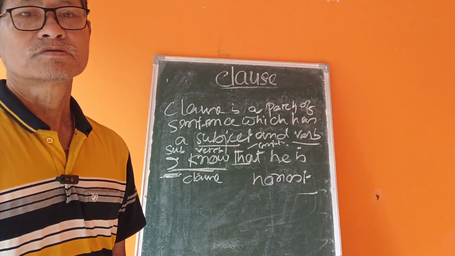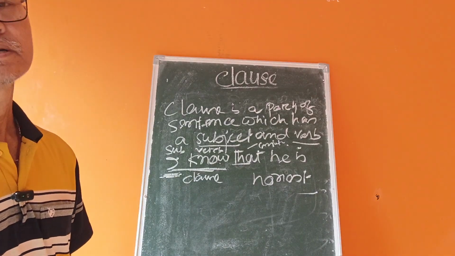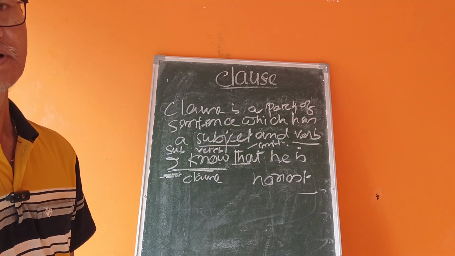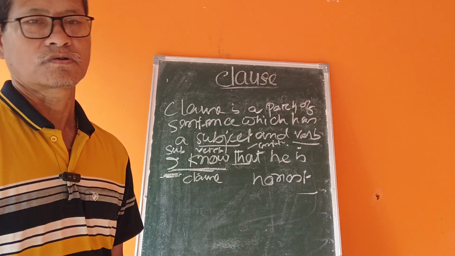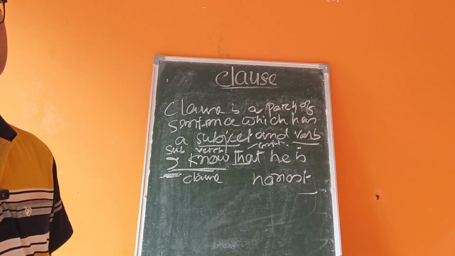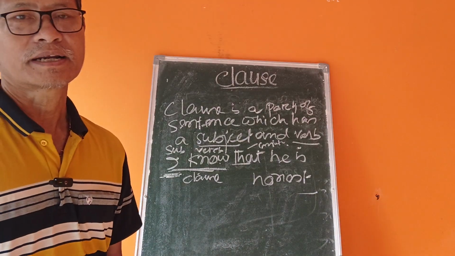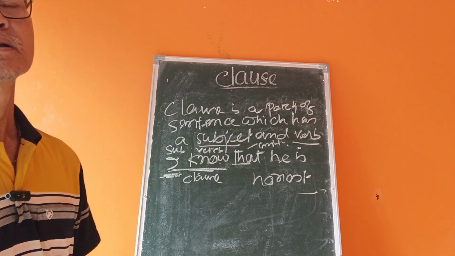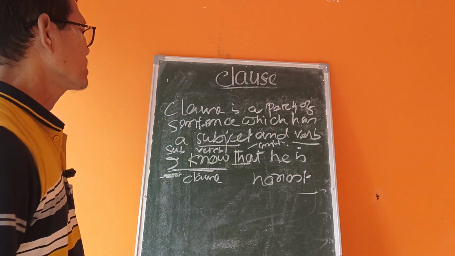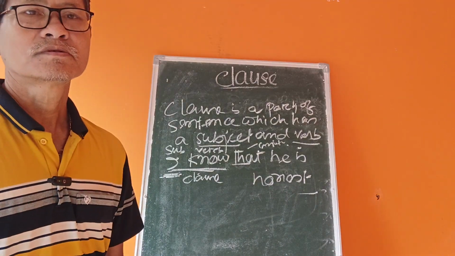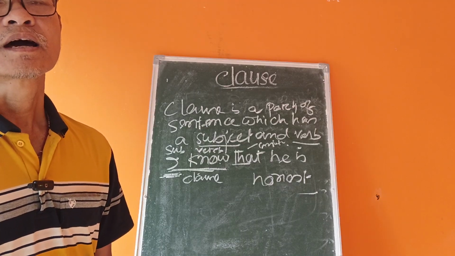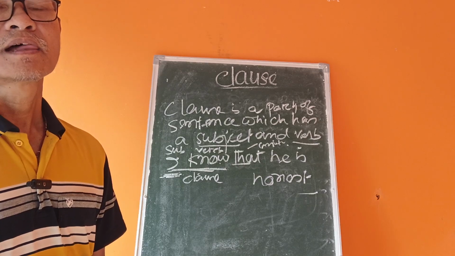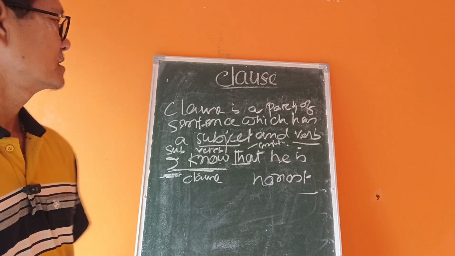Now you have to know the definition of conjunction. Conjunction is a word used to connect words to words, and phrase to phrase, and clause to clause, and sentence to sentence, isn't it? The conjunction is a word which is used to connect the words, the phrases, the clauses and sentences.